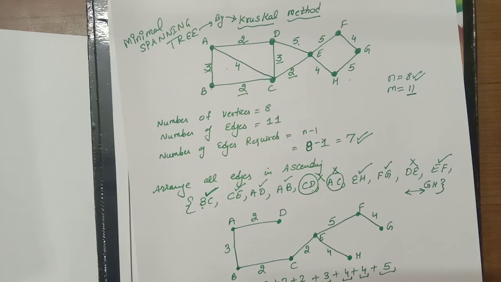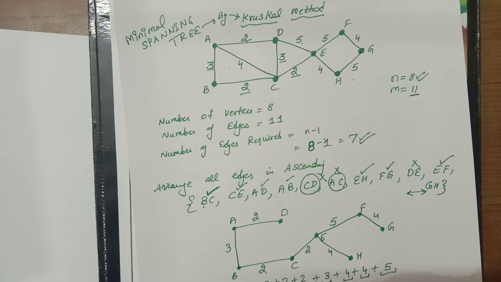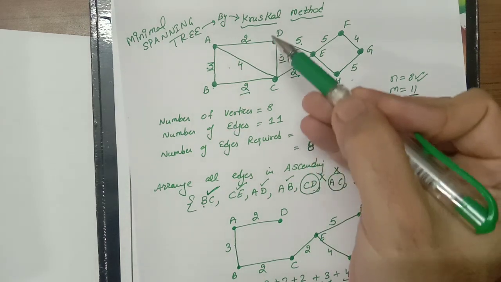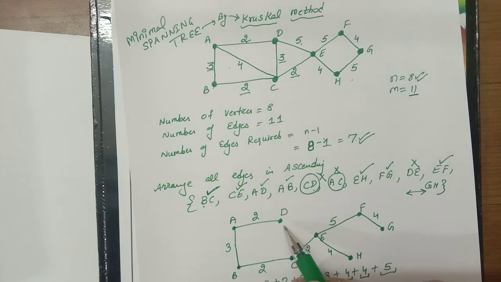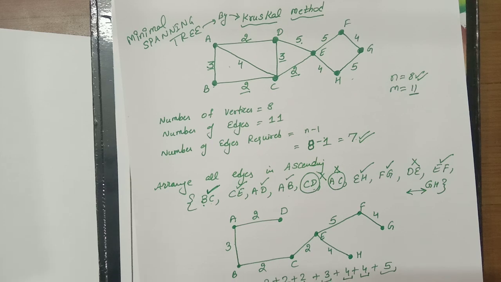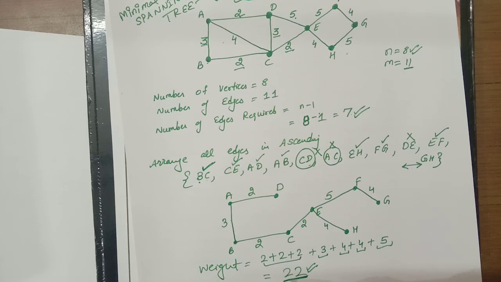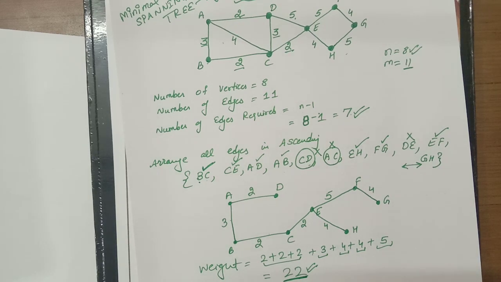If you apply some other method, the result will always be same. The structure may be different, but the result 22 will be same. Like for example, if I have taken this CD instead of AB, then here we have 3, then this would have been deleted. So this is what I am saying. Structure may be different, but the end result and weight is always same. Hopefully you have understood this.